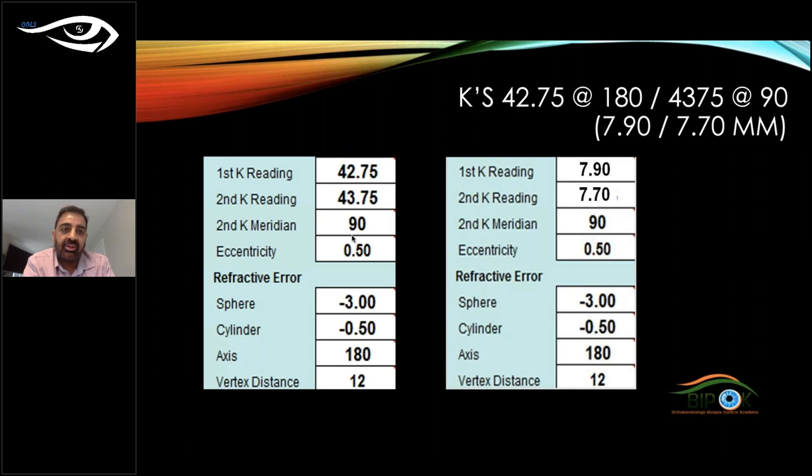In designing the lenses, we are going to be looking at the K readings. Now the K readings, as you know, can be in diopters or in millimeters, whichever you prefer. We are designing these lenses. The first K reading is 42.75, the second K reading is 43.75 X 90. Eccentricity, very, very important, 0.50. That's another part of the architecture we need to look at, the eccentricity, in a minute. The actual spectacle power is -3, cylinder is -0.50, X 180, and vertex distance 12.